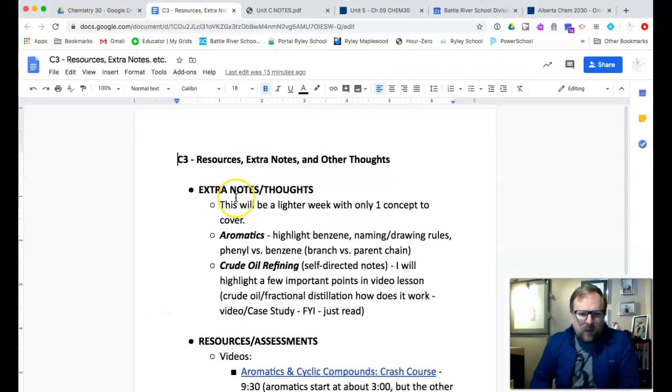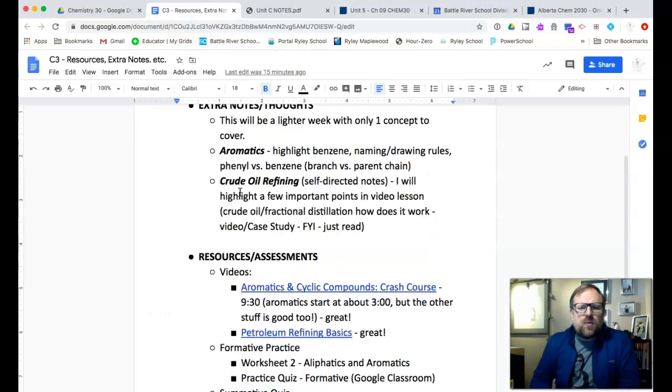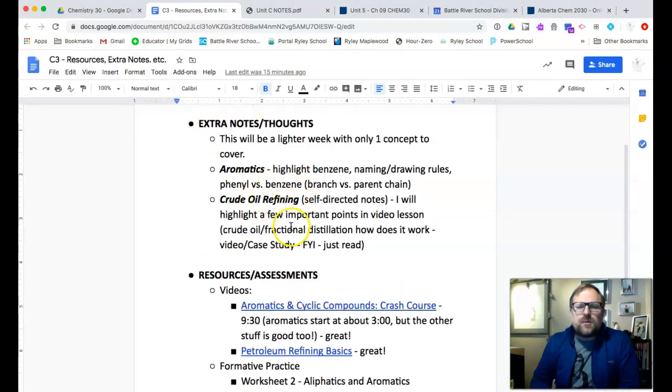So this is what we're going to be going through and just the notes that I've created for myself, things to highlight. So we'll talk about aromatics and we'll talk about the compound benzene and why it is considered to be an aromatic and what's interesting about it. We'll look at the naming and drawing rules, and the great thing is that these are the same rules that you learned in C2. We're just tacking them on to dealing with this benzene ring that you guys are going to learn about.